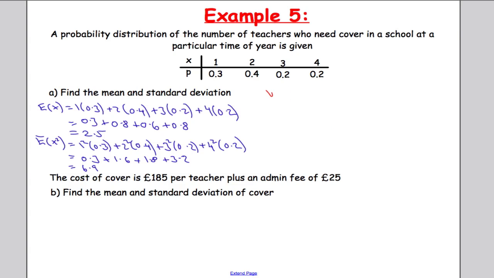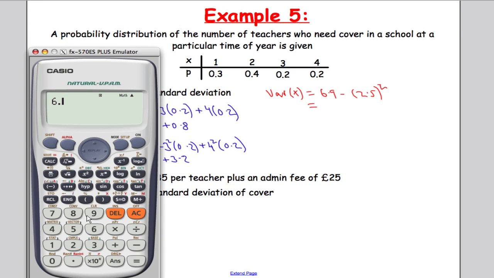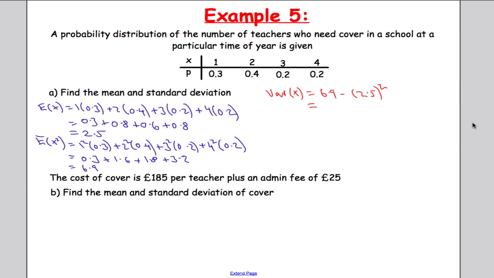So let's work out the variance. The variance of x is going to equal the mean of the squares, so 6.9, minus the square of the mean, minus 2.5 squared. So 6.9 minus 2.5 squared equals 0.65.